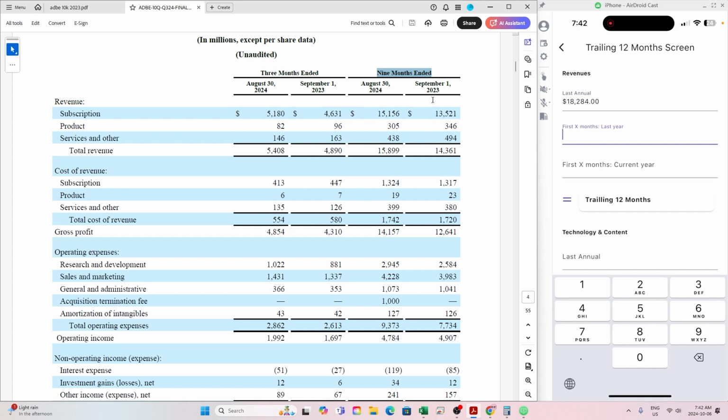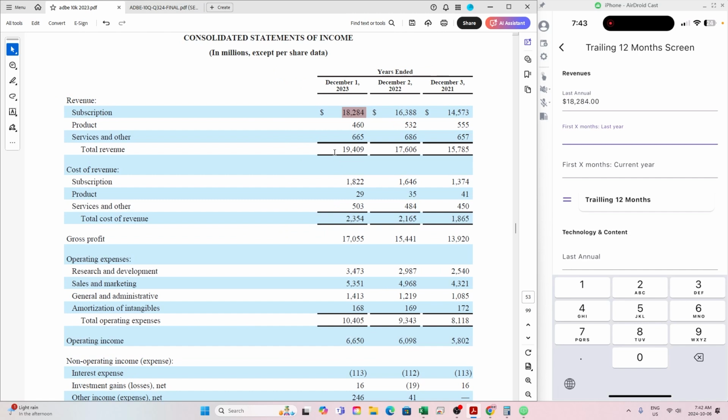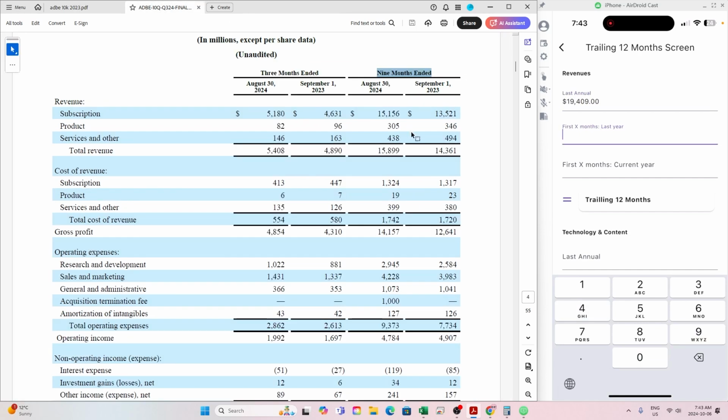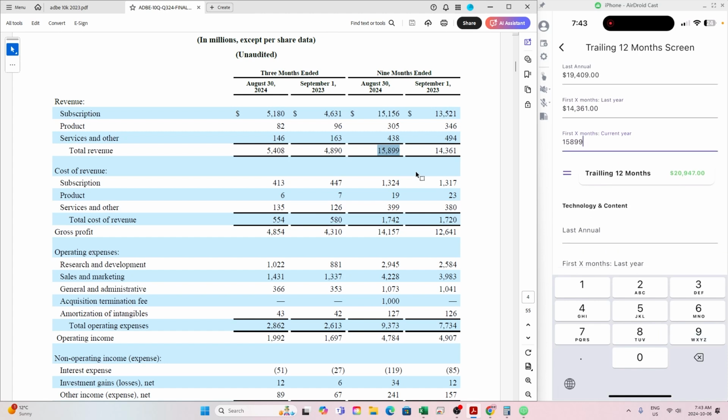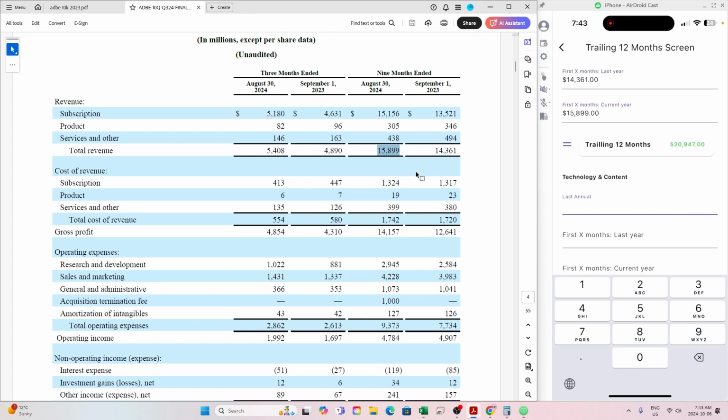And in the 10K, we can see, oh, my mistake. For the last annual report, it's 19,409. So total revenue, 19,409. And first 9 months of last year is 14,361. And for the current year 9 months is 15,899. So we got trailing 12 month revenue.